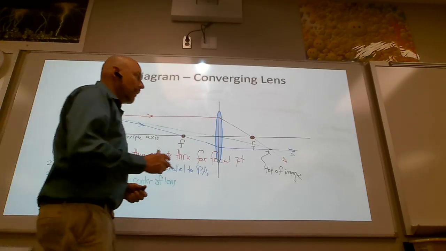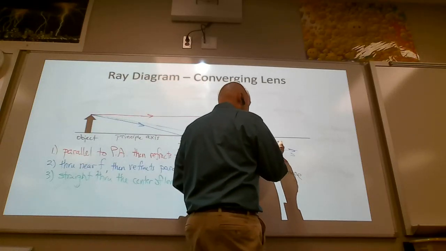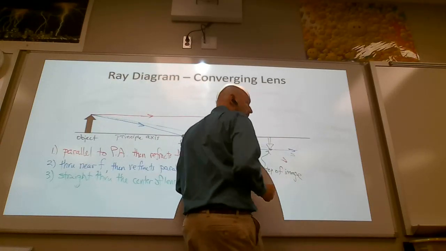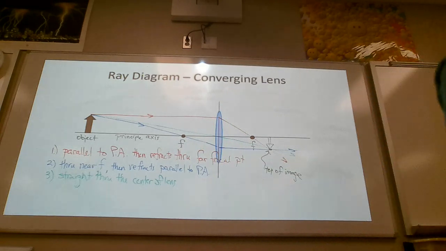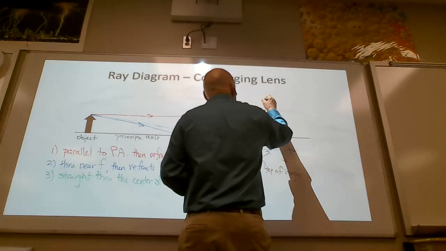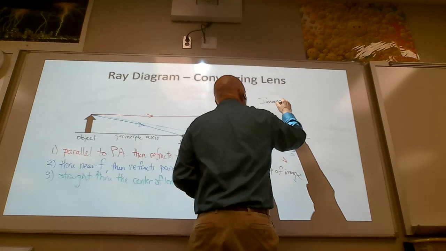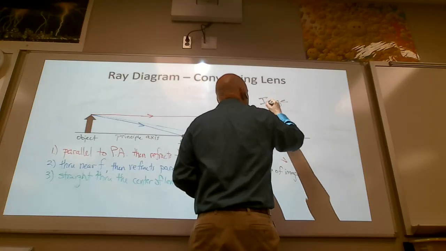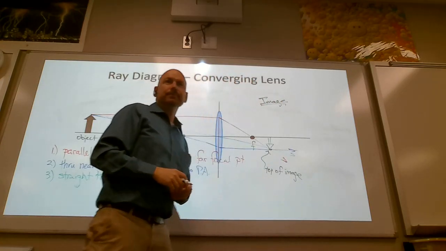Okay. What does that mean? The bottom is still connected to the principal axis. It's the top. It's below it. So that means our image is going to be upside down.